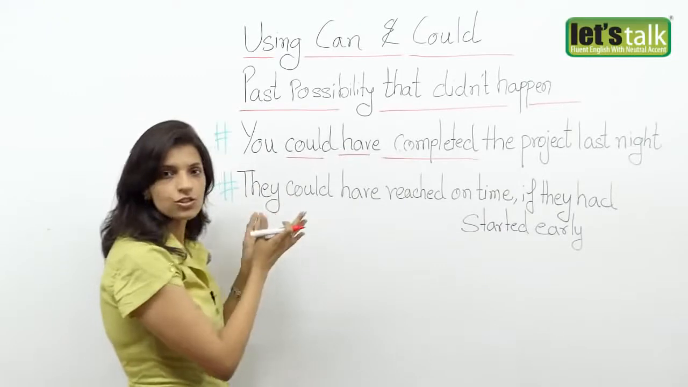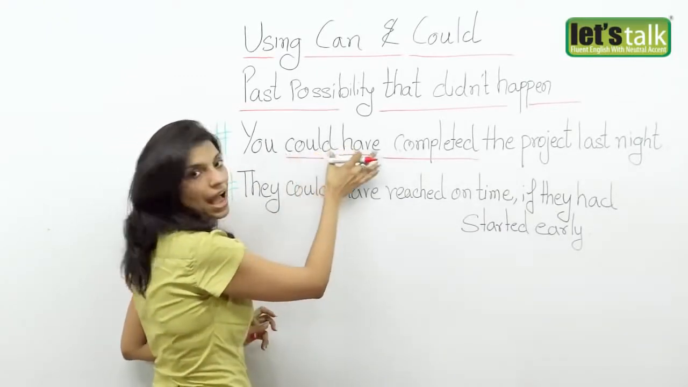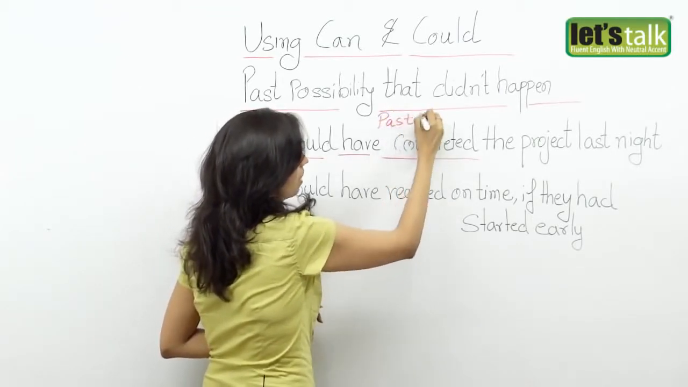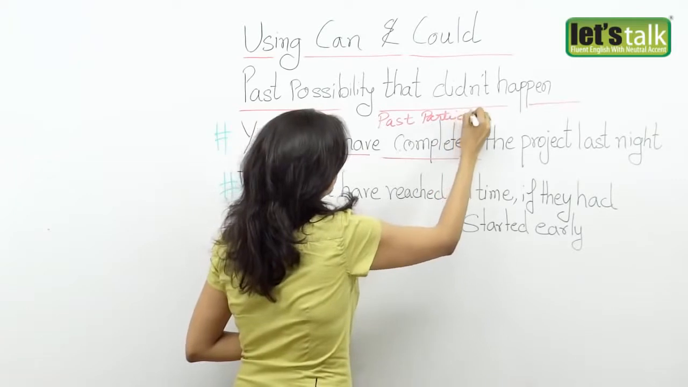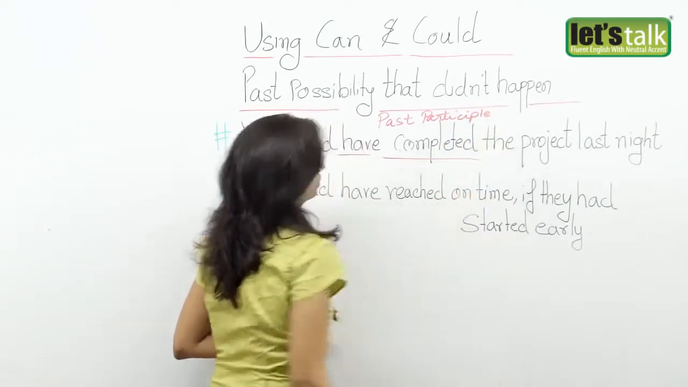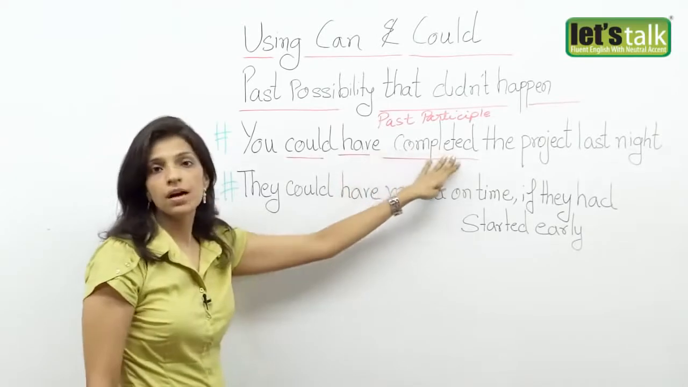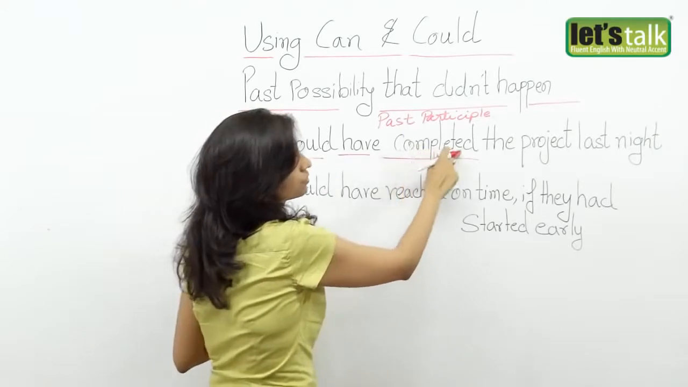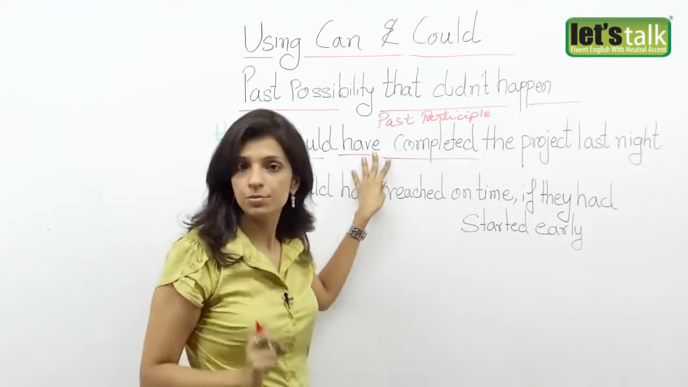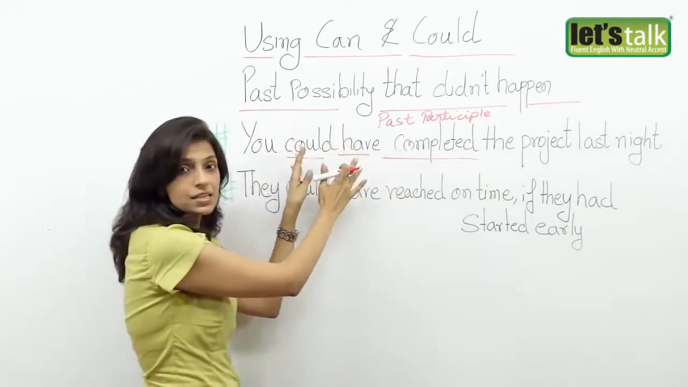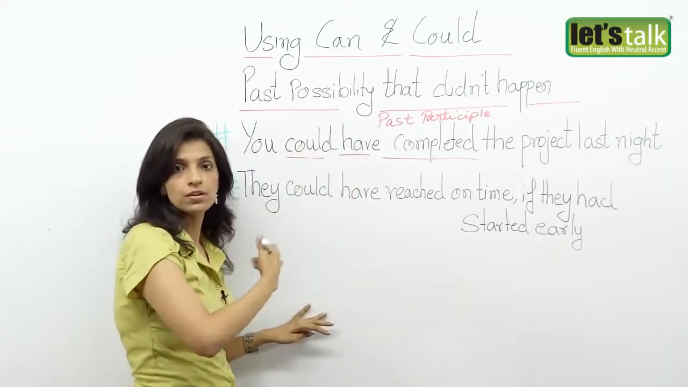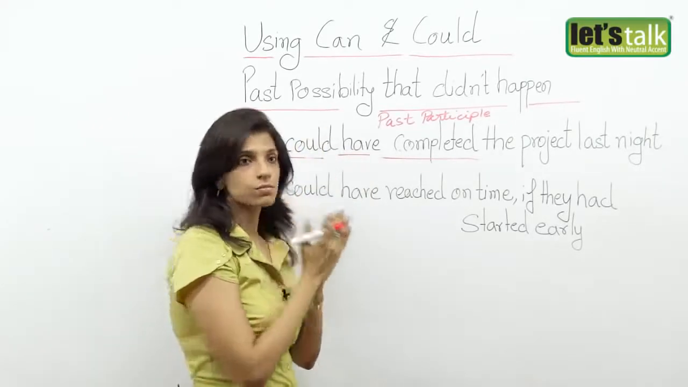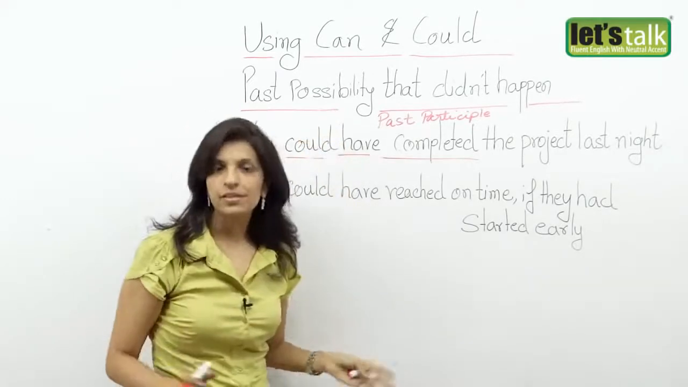Now here the sentence structure is a little different. You use could have with the verb in the third form or the past participle. Okay, so something that was possible in the past but didn't happen, or probably you chose not to do it. You say you could have completed the project last night, means it was a past possibility that didn't happen. This is a little different from the past ability, like he could swim across the river. This is very different from that. This is completely in the past, something that probably was possible but didn't happen.